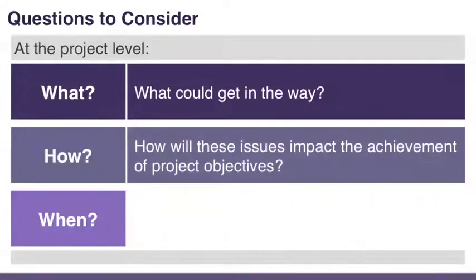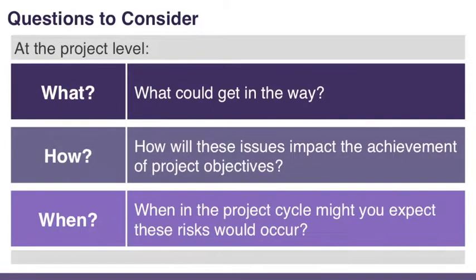How will these issues impact the achievement of project objectives? How could we address each of these issues? This is risk assessment and response. When in the project cycle might you expect these risks would occur? How likely are they to actually happen?